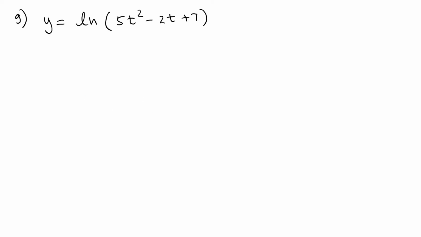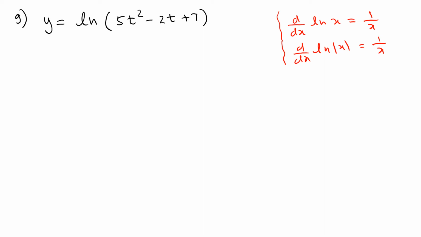So let's look at a natural log function. We have y equals ln of 5t squared minus 2t plus 7. We know the derivative of the natural log: the derivative of ln x is 1 over x. And we also know that even if you take the derivative of ln of the absolute value, it is still 1 over x. That's something we learned in the derivative of log video.